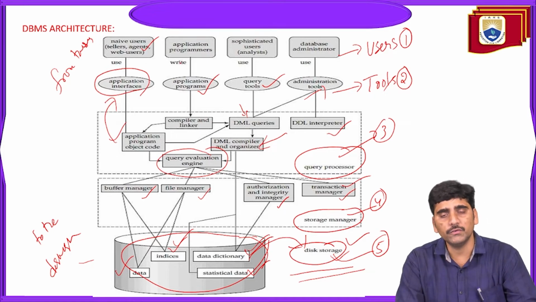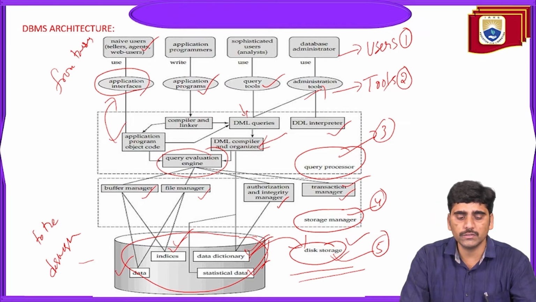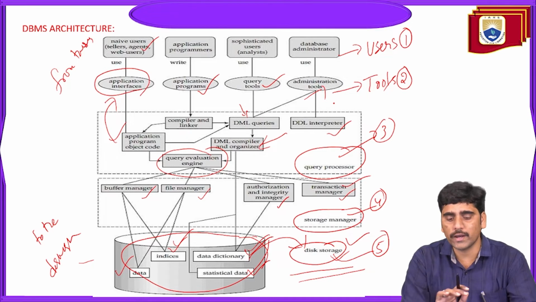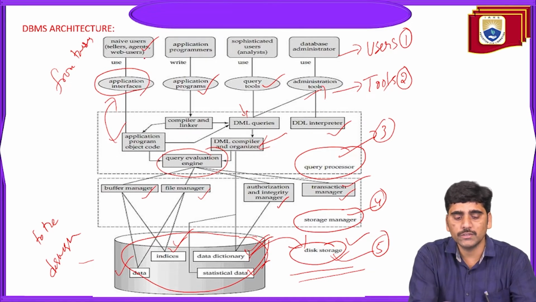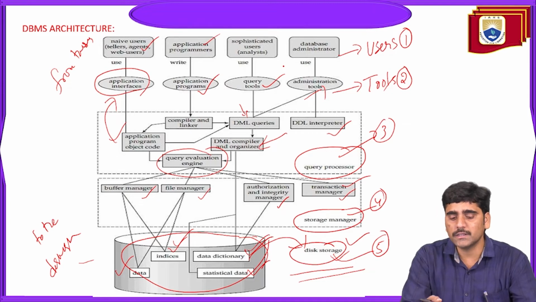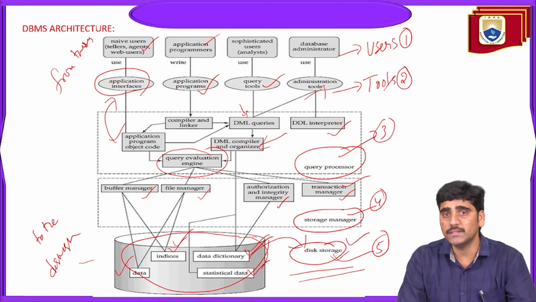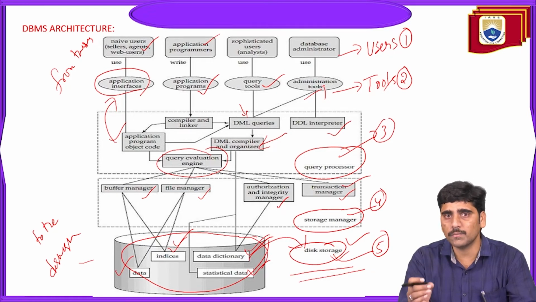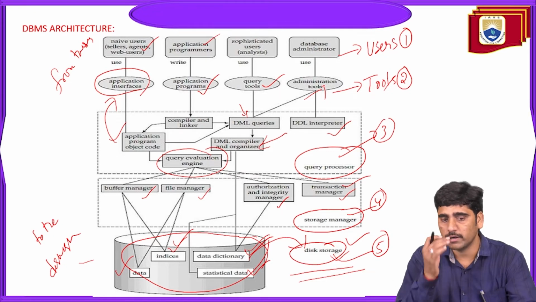And last, different types of users. Naive users, for example tellers, agents, web users, these are some examples. So these users use these tools to write some queries. The above users: application programmers write application programs, naive users use application interfaces, sophisticated users or analysts use query tools, and the database administrator uses administration tools. With the help of administration tools, the database administrator can create the database, monitor the database, analyze the database, drop the database, and do all the activities on the database.